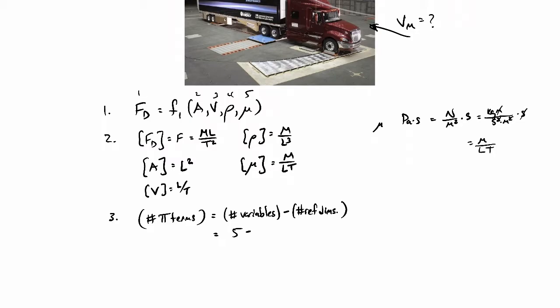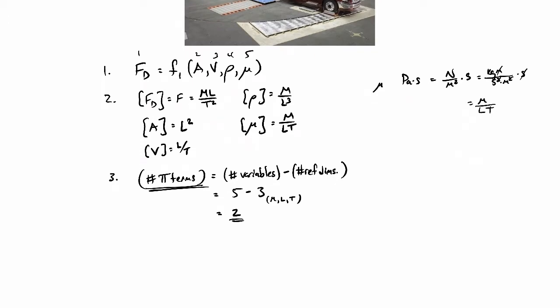The number of pi terms, or I'm sorry, the number of reference dimensions used to describe those variables, well, clearly we'll need a length because of that. We'll definitely need a mass because of this one. And we definitely need a time here. This already has mass, length, and time. This already has mass, length, and time. So we'll need 3 reference dimensions, mass, length, and time. So we'll have 2 pi terms, ultimately 2 dimensionless terms.